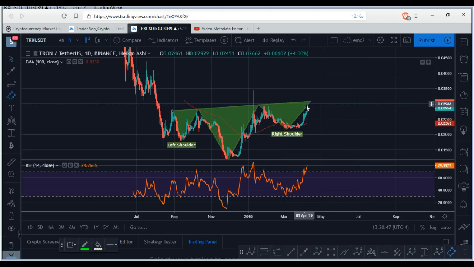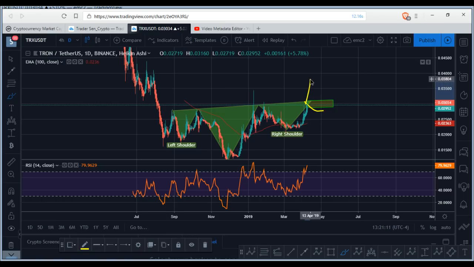So we're going to need some sideways correction at least. Either Tron has to move sideways or it has to pull back. That's the safest thing to do. Let's say Tron wants to be aggressive and push to the upside with another 30% move. It's not going to look good. It is not going to look good at all.